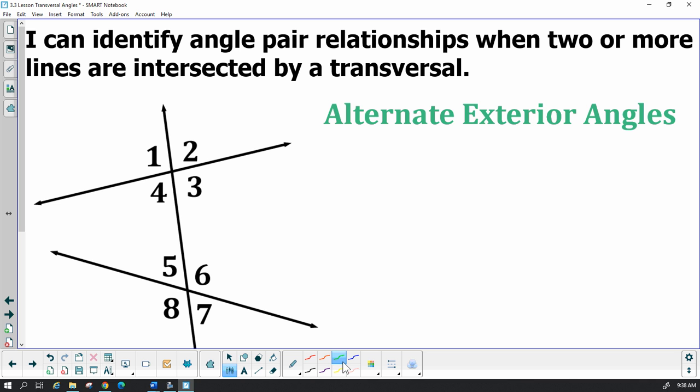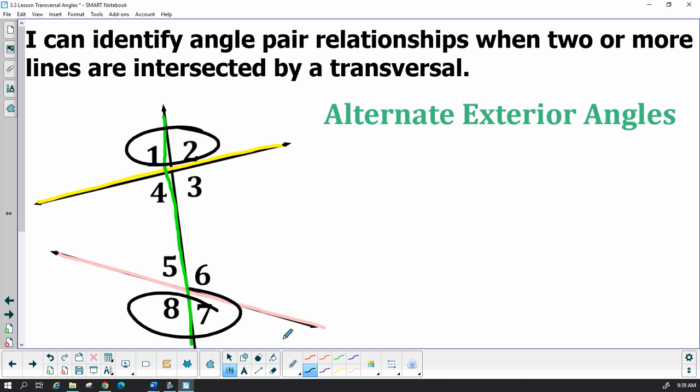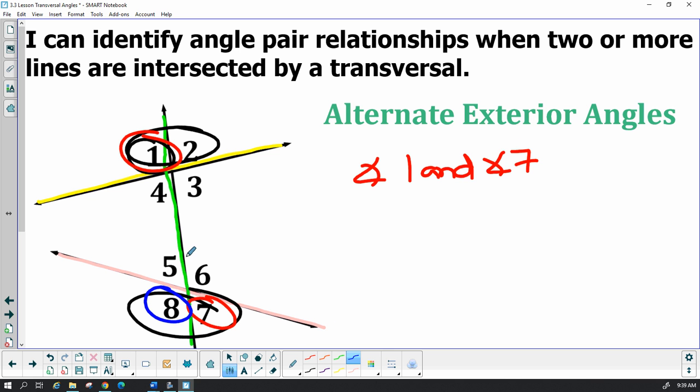If I'm looking at exterior angles, I'm looking outside of the two lines. I'm trying to be consistent with the way I highlight or color these. So these four angles are exterior angles, and I want to pair them up by them being on alternate sides of the transversal. I need to take one of these two and pair it with one of these two. So alternate sides of the transversal would be angle 1 and angle 7, and then angle 8 and angle 2.